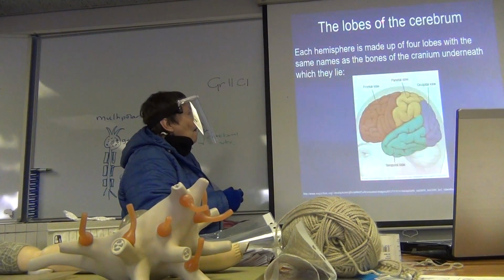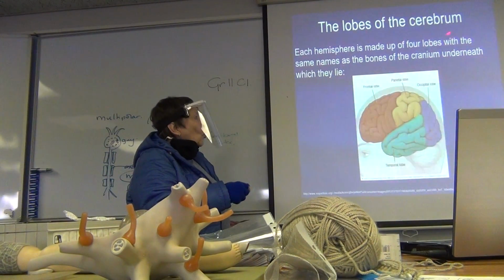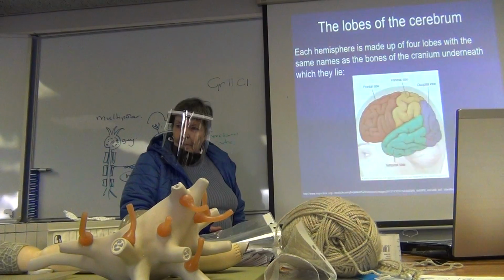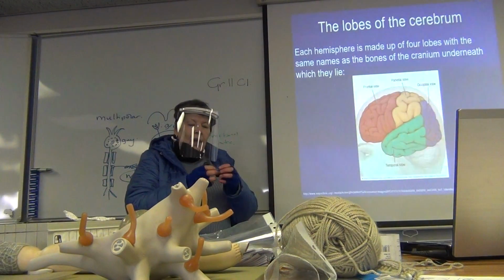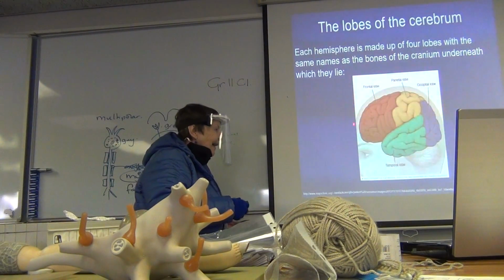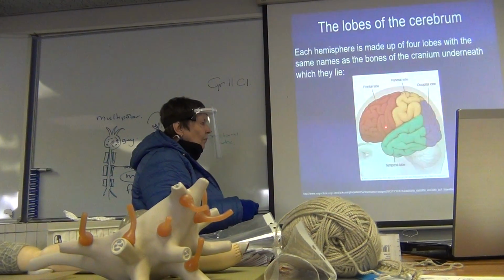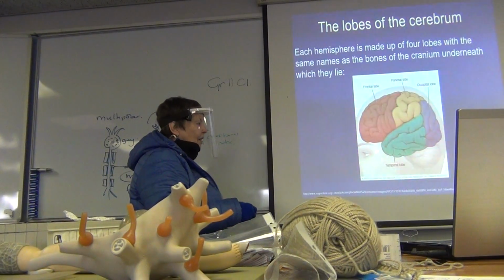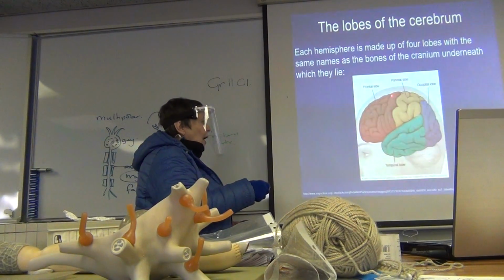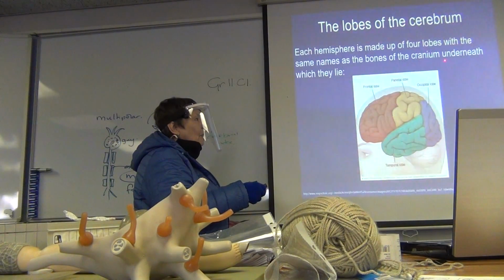So the cerebrum is divided into what are called lobes, but they're not clearly separated from each other. You can't absolutely clearly say this is where one lobe ends and another lobe starts. If you look at this, there's the person's eye. Now this has been made bigger than this person's brain would be with that size eye. But what's important is they have the same names as the bones of the cranium underneath which they lie.